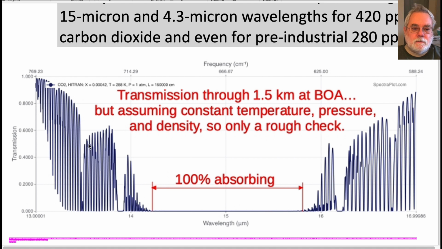But the wings will get more absorbing, less transparent, with increased concentration. And the band that is 100% absorbing will get a little wider. The atmosphere will absorb a little more of Earth's thermal radiation than previously and will get warmer. The atmosphere will then radiate more thermal radiation.